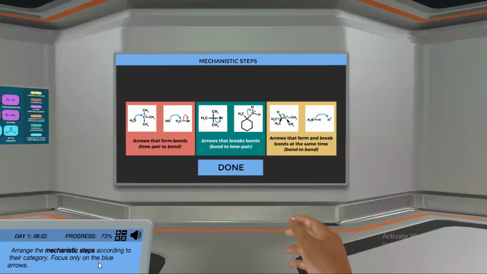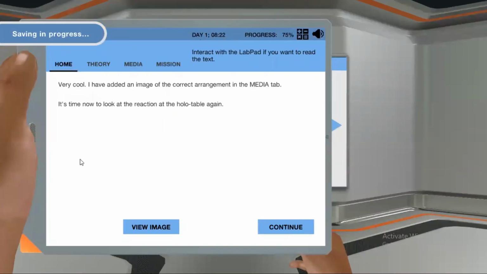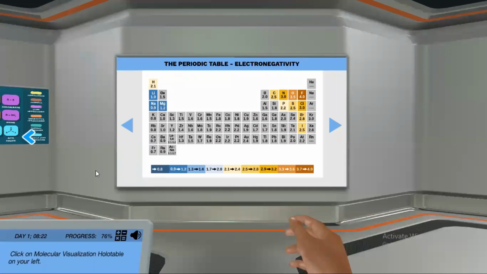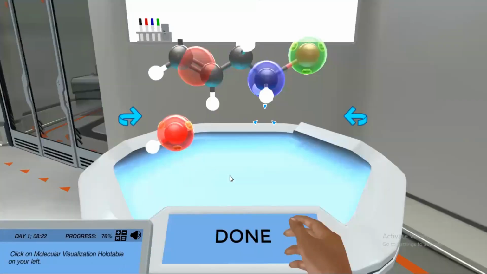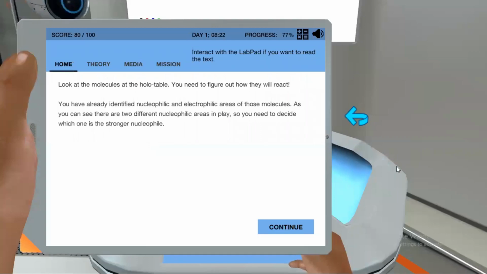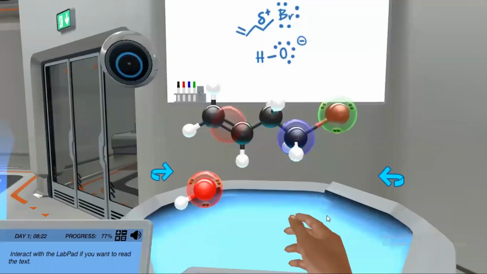Great job, your answer is correct. Very cool. I have added an image of the correct arrangement in the Media tab. It's time now to look at the reaction at the hollow table again. Click on Molecular Visualization Hollow Table on your left. Look at the molecules at the hollow table. You need to figure out how they will react.